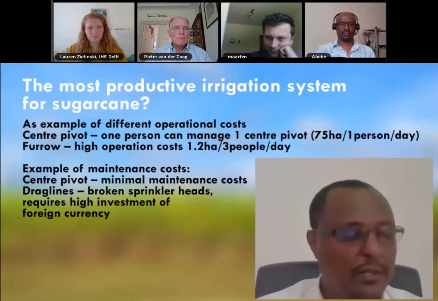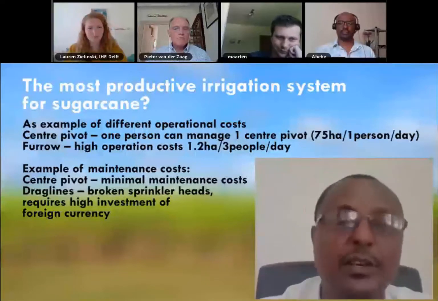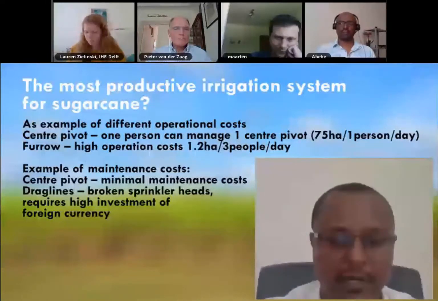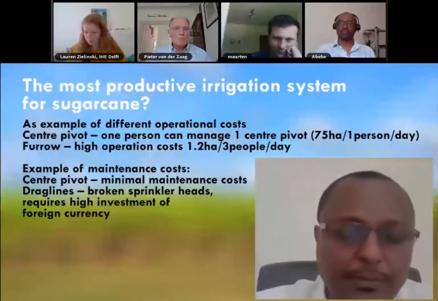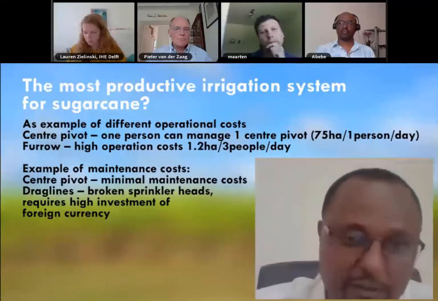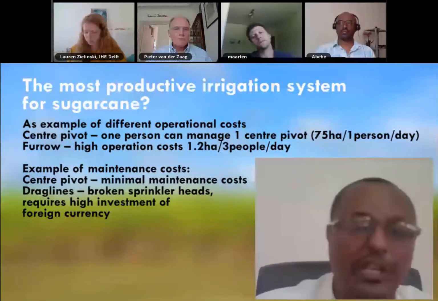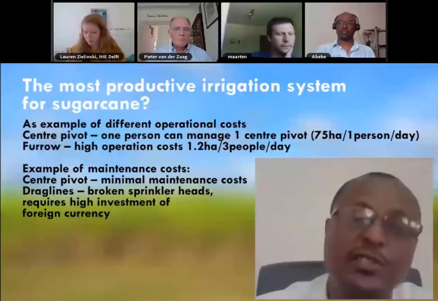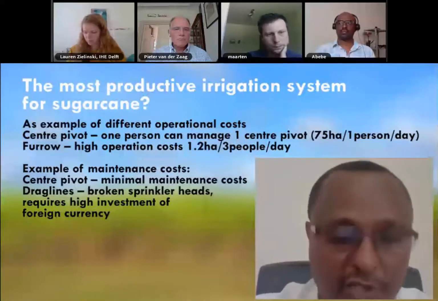In our opinion, the center pivot irrigation system is more productive than the others, because the center pivot irrigation system is less affected by human factors. A uniform distribution of water is applied to the sugar cane. So this center pivot irrigation system is more productive than the other irrigation systems.